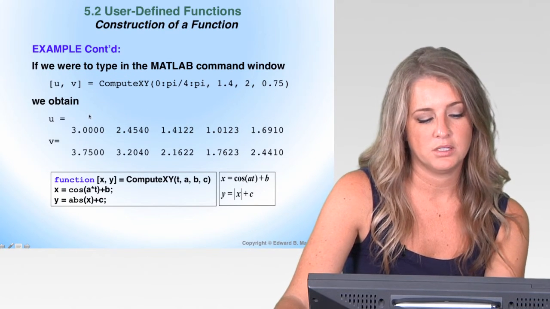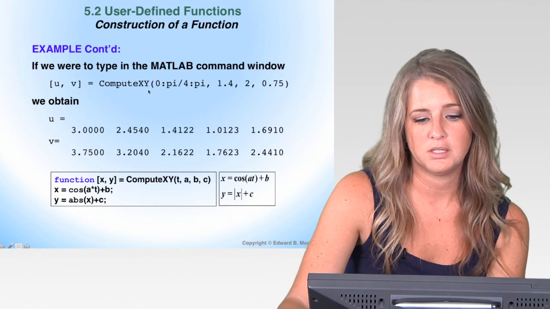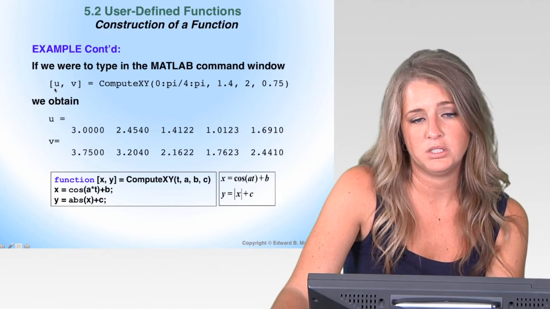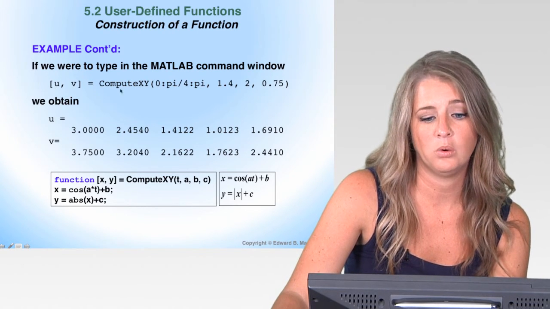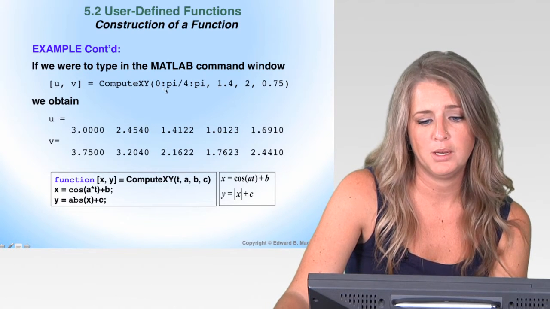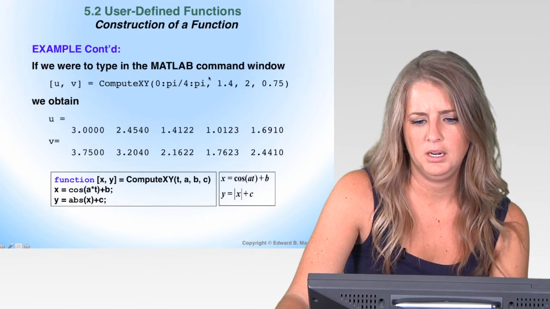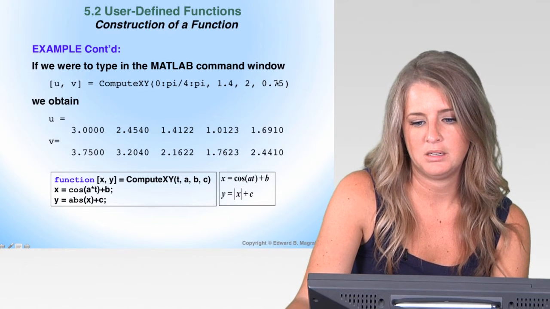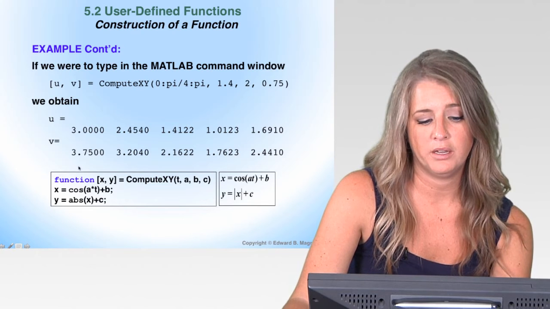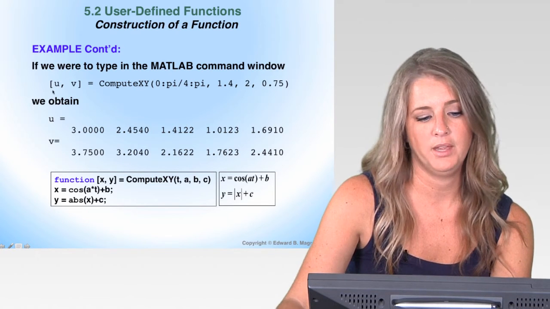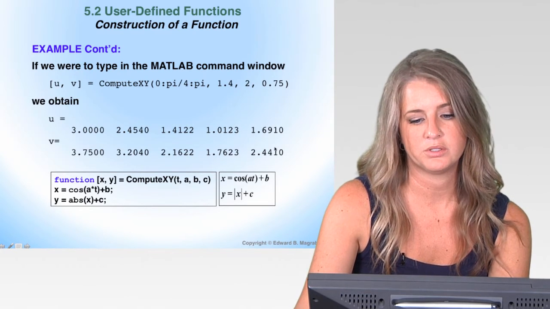So we'll just continue the example. If we were to type in the MATLAB command window using this syntax, notice now it's U and V. It doesn't matter. The output variables are irrelevant. It's the order of them. computeXY, and then here's our input arguments, what was it? T, A, B, and C. Again, pay attention to that order. So then it's going to go through, evaluate X and Y, and then it's going to produce the results for U and the results for V.